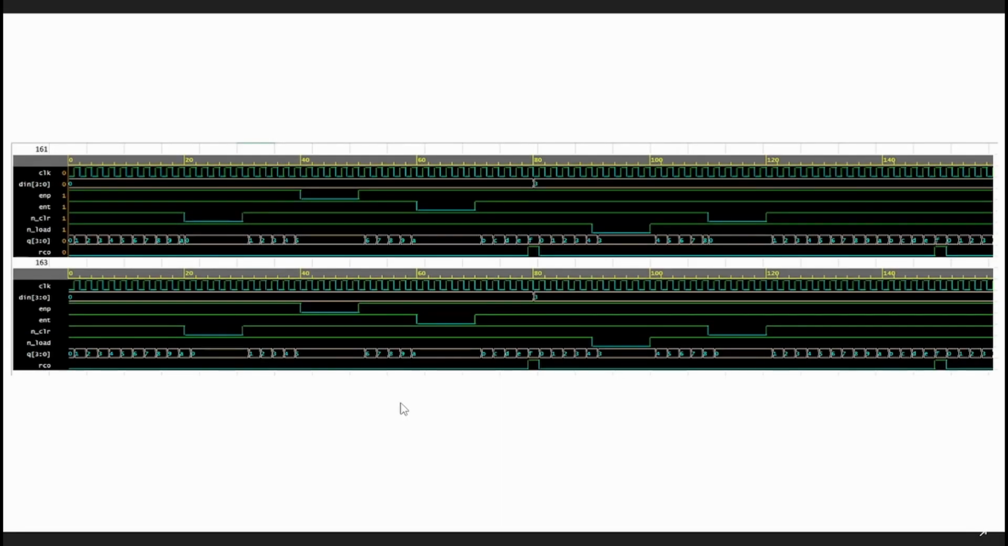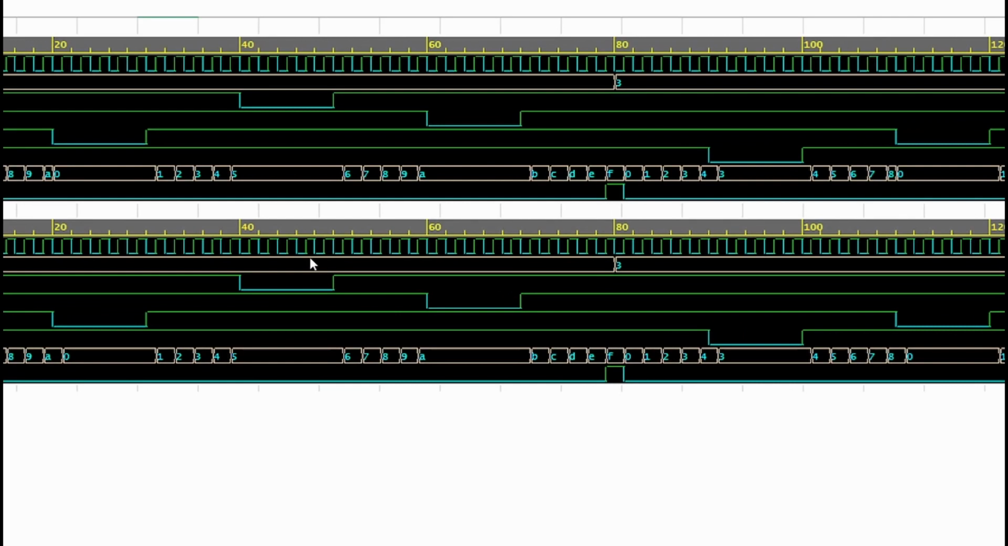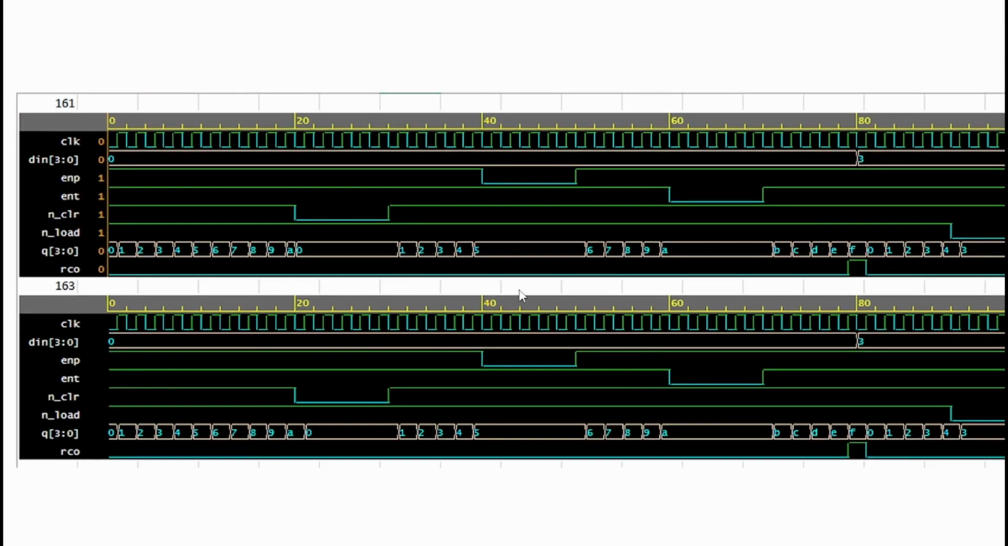If you look at the diagram, you can see the main difference between the 161 and the 163 comes when we have the clear. On the 161, this is an asynchronous clear, which basically means once we get clear, instantly we go from the counter straight down to 0. Asynchronous means not related to the clock. Now the 163 is synchronous, which means when the clear goes low, it waits until the next clock cycle to go low. And so that's the difference between the 161 and the 163.